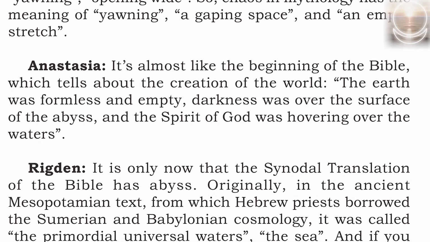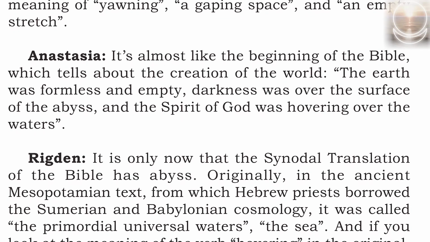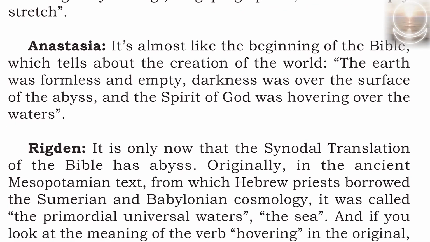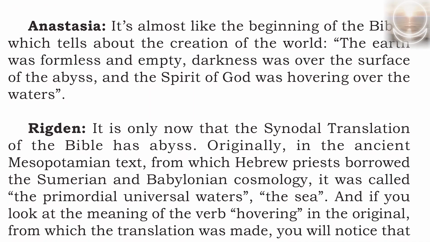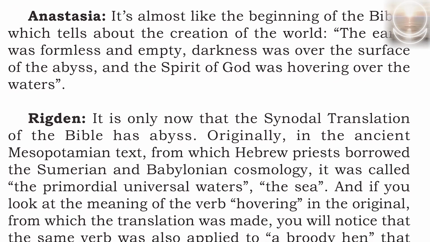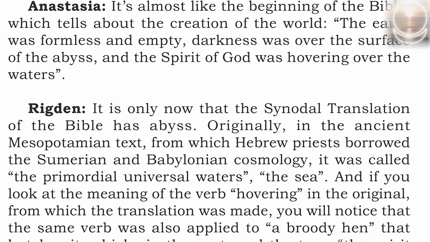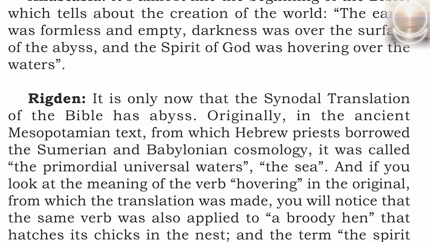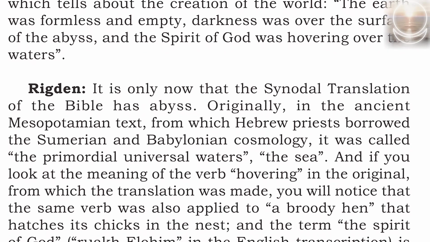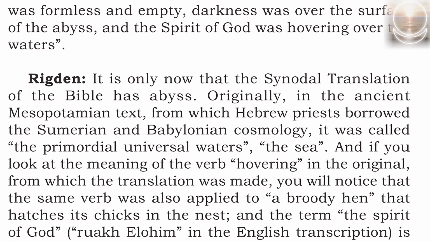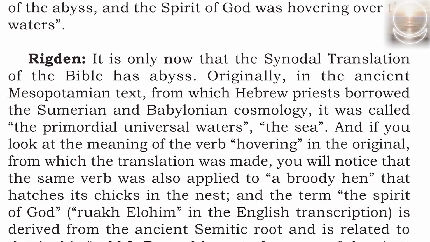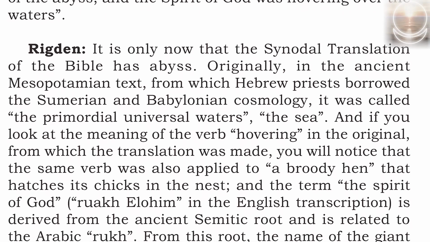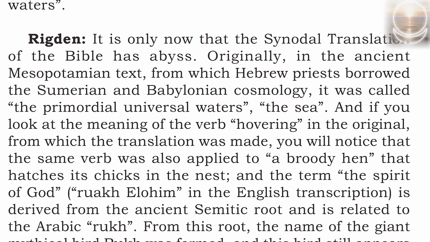The earth was formless and empty, darkness was over the surface of the abyss, and the Spirit of God was hovering over the waters. Rigdon. It is only now that the synodal translation of the Bible has abyss. Originally, in the ancient Mesopotamian text, from which Hebrew priests borrowed the Sumerian and Babylonian cosmology, it was called the primordial universal waters, the sea.